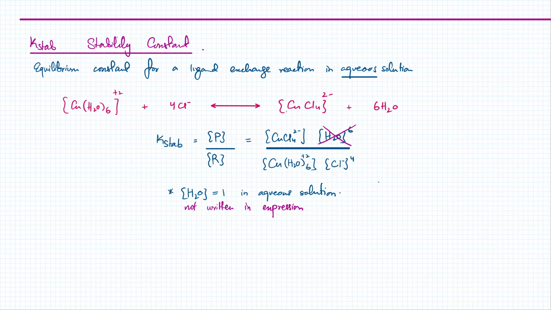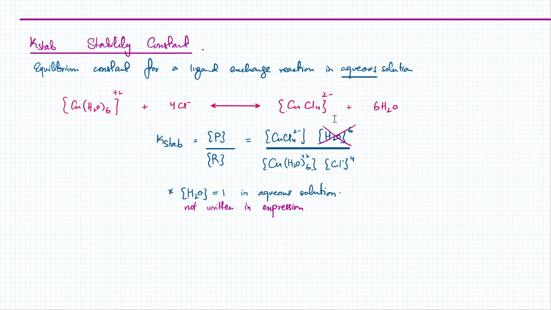Sir, only for K stab? Yes, because you're not going to write water in the expression. Because it's ligand exchange that's happening in an aqueous solution. It could be any ligand, but you don't write water in the expression. Its concentration is taken as a constant. Okay. Clear? Is this clear to everyone? You asked, like, in aqueous solution, so when do we use water in the equation? You're never going to use water because K stab is specifically for an aqueous solution. Okay, I got it.